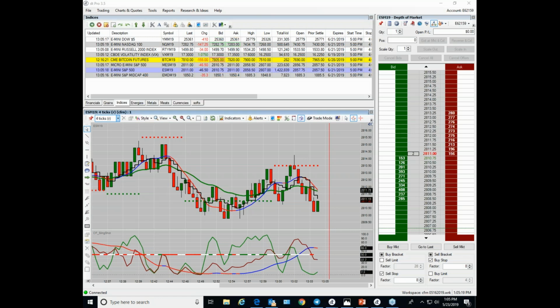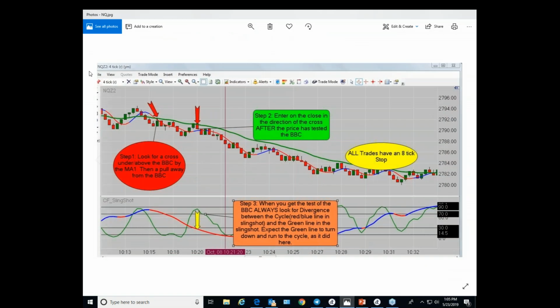So, a long-winded explanation on the time frame. We're on a 4-tick range chart. That's the first order of business.